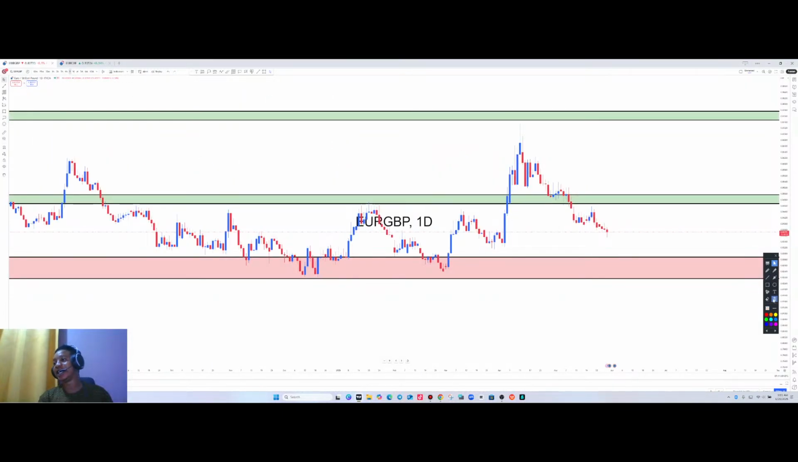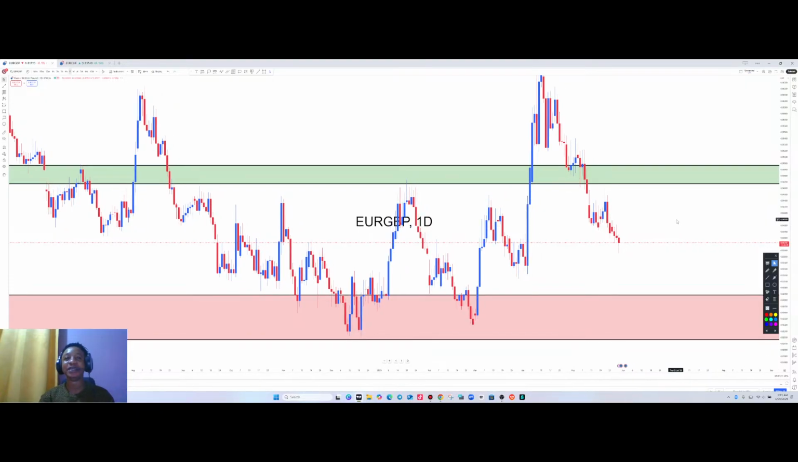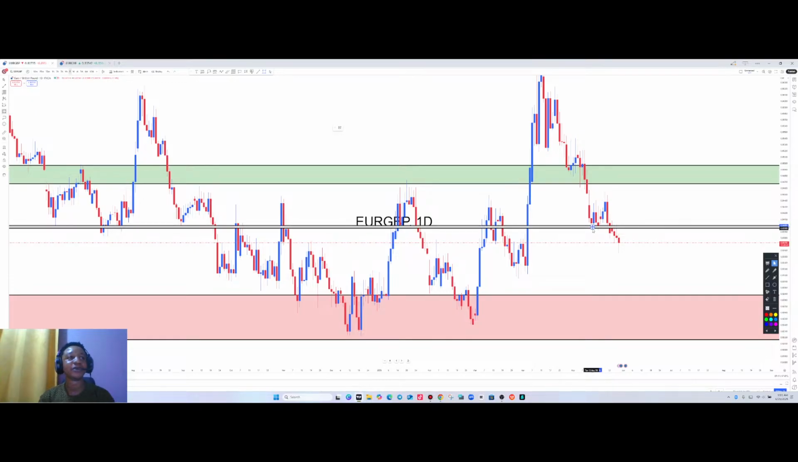All right, so this is the daily time frame of Euro GBP. Let's map out our daily level. Okay, I don't have the daily level here, so let me map it up. Let me map it up very quickly. So let's call this the daily zone. All right, hold on. Let's change the color.